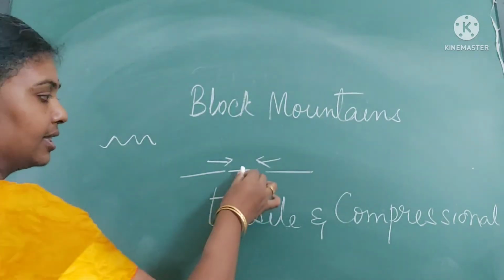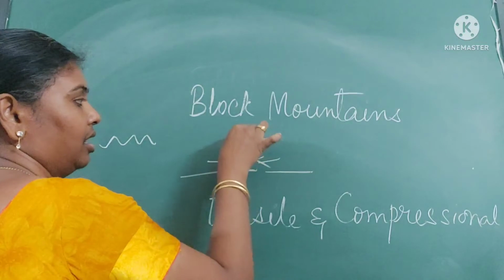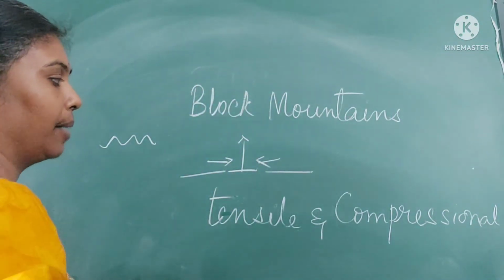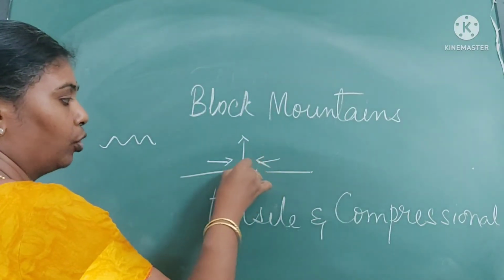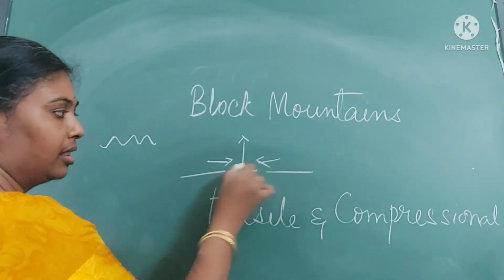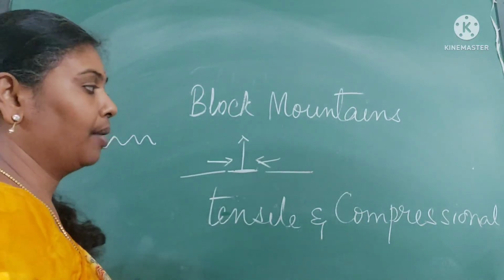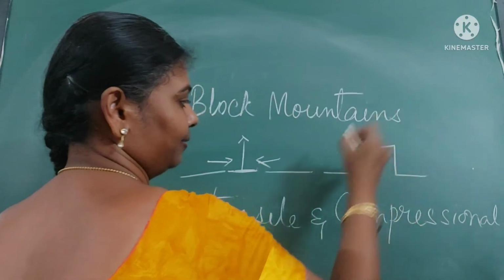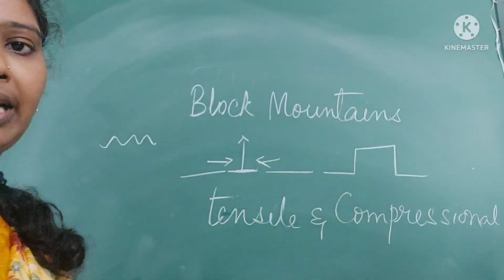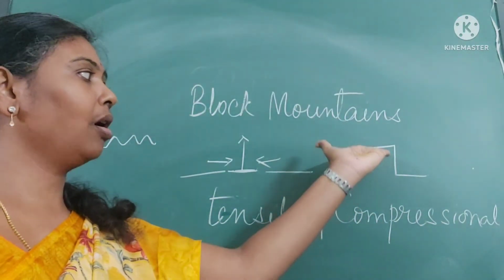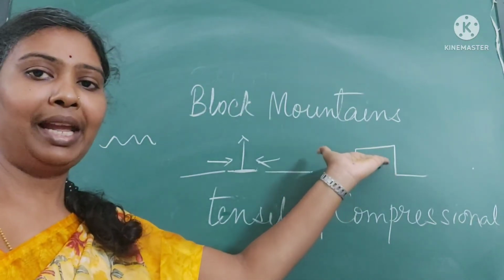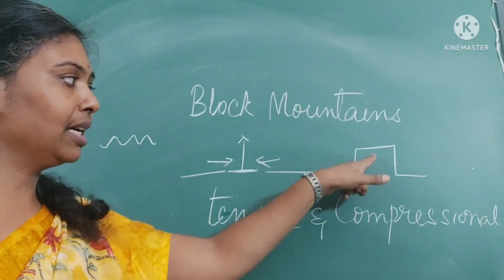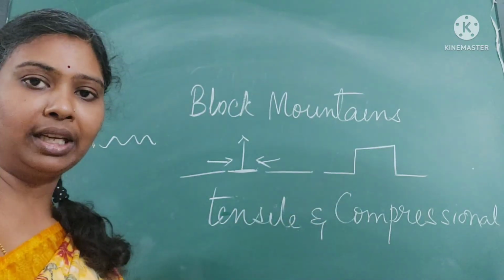Here in this case, the block, the total plate, is pushed up by the compressional forces. So it becomes like this. The total block is pushed up and it becomes a block. So this becomes a block mountain.